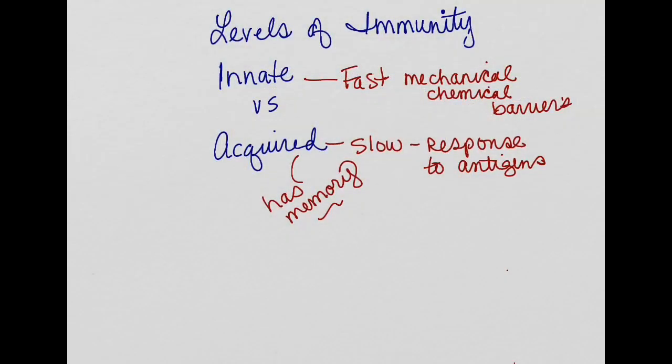Make sure you look up the difference between innate versus acquired immunity. But one thing to know about innate immunity is that it's fast and the barrier is really mechanical or chemical. Innate immunity also uses the complement system and natural killer cells. So just make sure you review that.